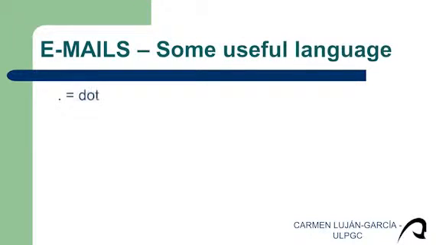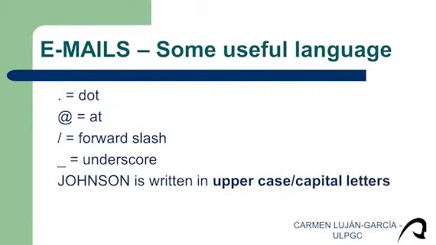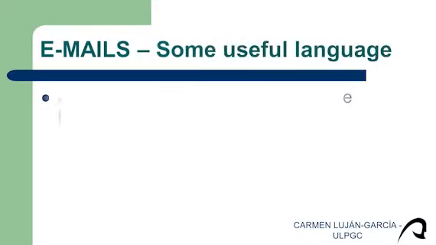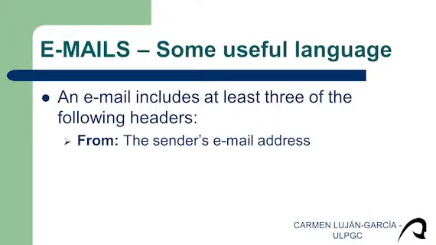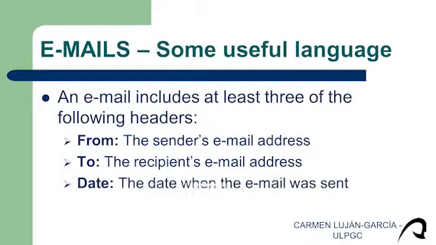Finally, I will show you some useful language to read email addresses. That, at, slash, underscore. Johnson is written in uppercase or capital letters. John Brown, all one word, is written in lowercase. In general terms, any email includes at least 3 of the following headers: from, which is the sender's email address, to, the recipient's email address, and the date when the email was sent.